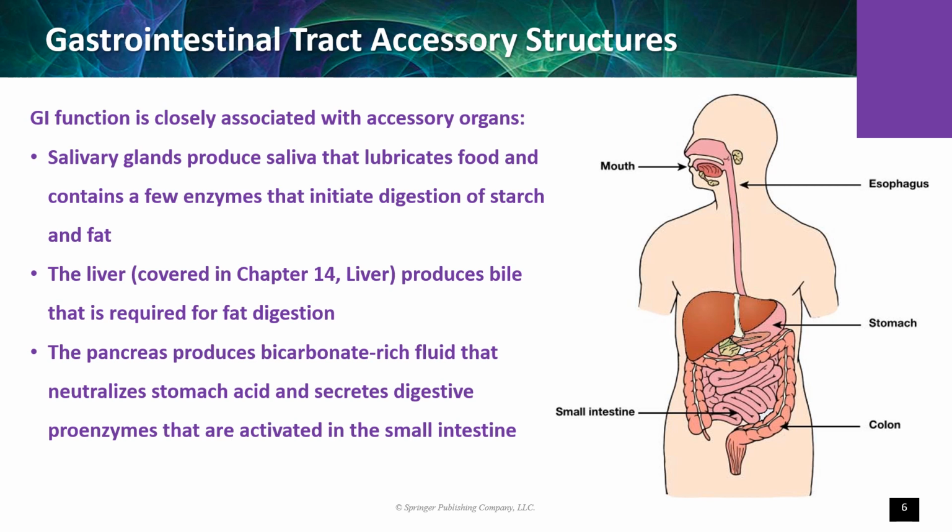Accessory organs are salivary glands, the liver and gallbladder, and the pancreas. These all supply digestive fluids such as saliva, bile, and digestive enzymes.